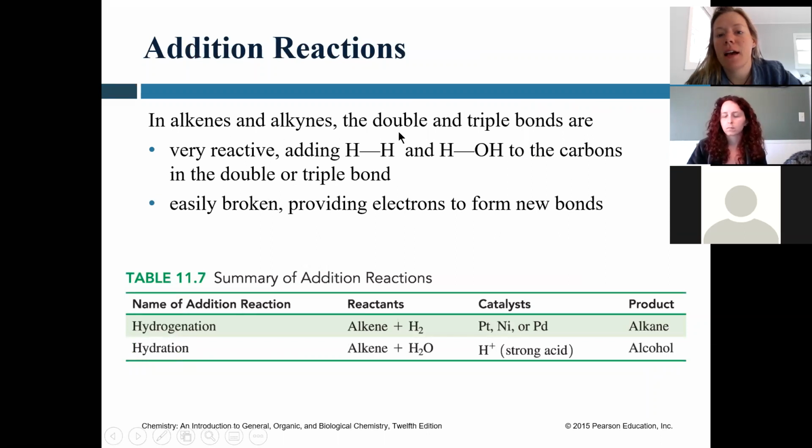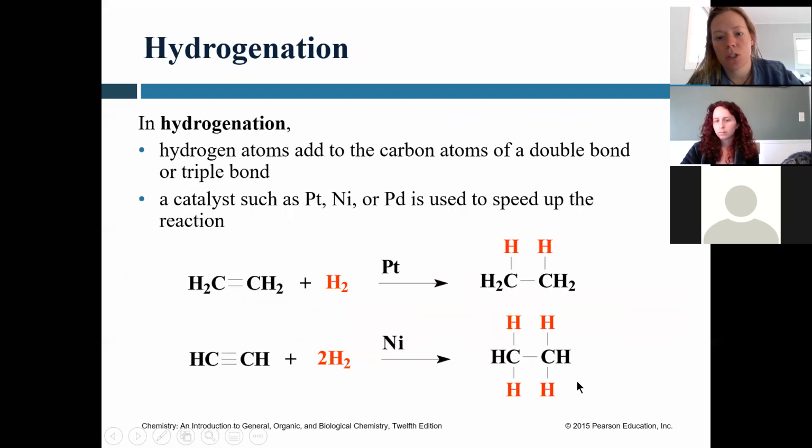So with alkenes and alkynes, you can take the double bond and actually open it up and then shove hydrogens onto it. Very reactive. You can add hydrogen or you can add water to the carbon in the double and triple bonds. They're easily broken, and you can produce new things. So hydrogenation is when you add hydrogen. You take an alkene, you add hydrogen, and you get an alkane. Hydration, which is a little bit different, is when you take an alkene, you add water, and you get what's known as an alcohol. We haven't talked about alcohols yet, but we will in the next chapter.